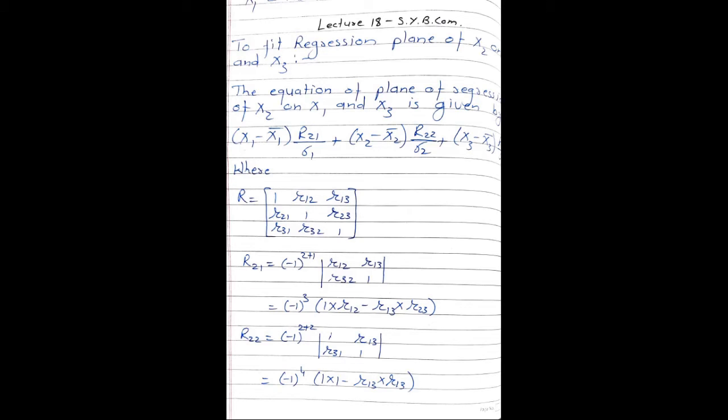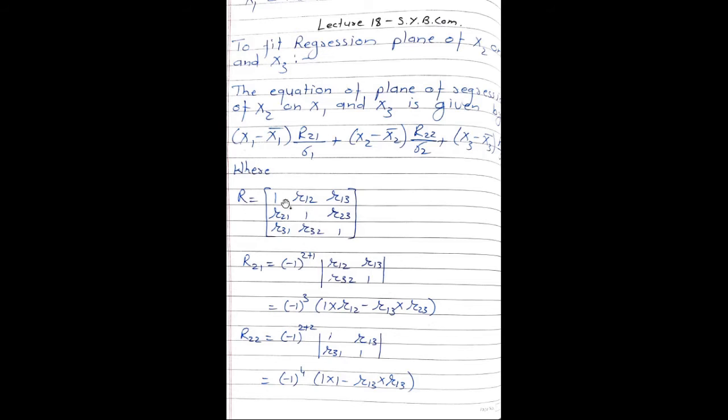To fit the regression plane of x2 on x1 and x3, the equation of the plane of regression of x2 on x1 and x3 is given by (x1 minus x1 bar) R21 upon sigma 1 plus (x2 minus x2 bar) R22 upon sigma 2 plus (x3 minus x3 bar) R23 upon sigma 3 is equal to 0, where matrix R is given as 1, r12, r13; r21, 1, r23; r31, r32, and 1.